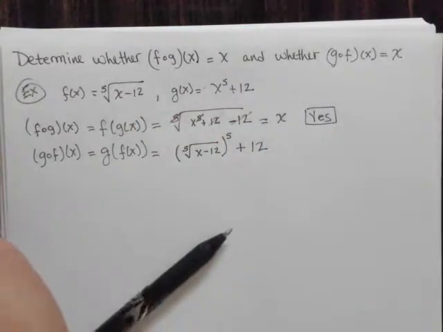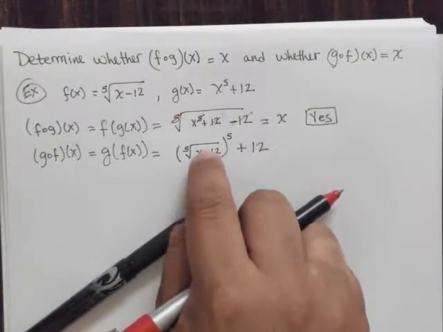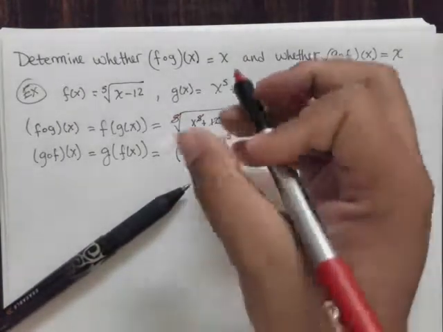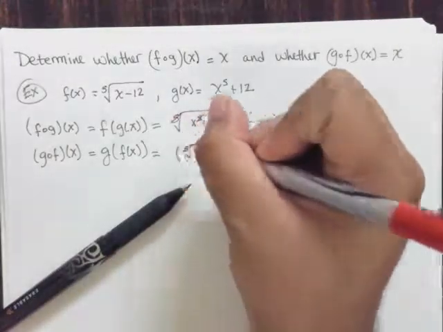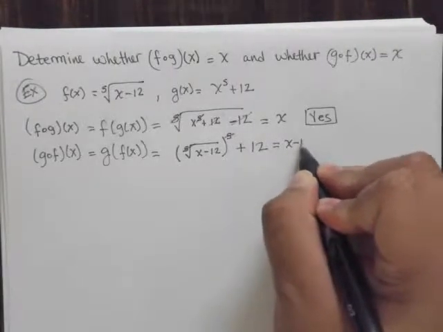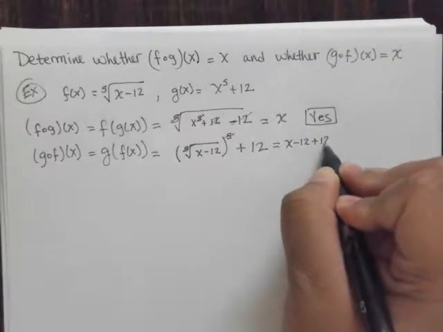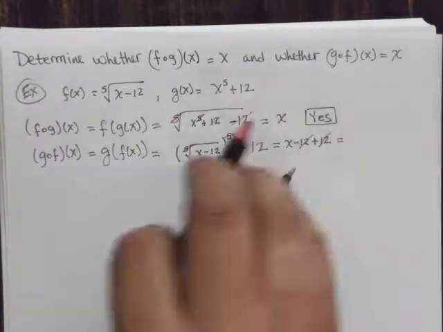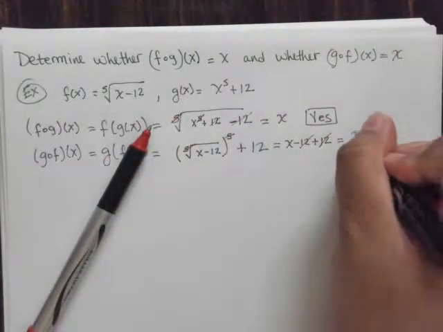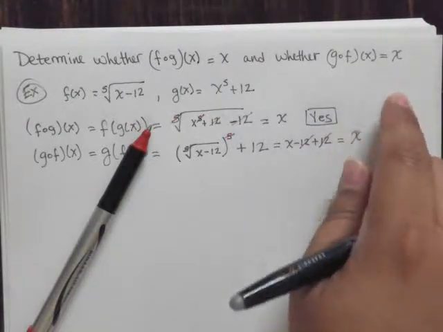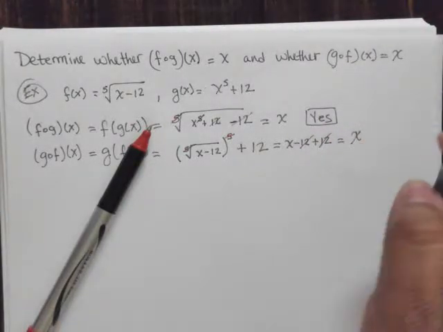When you raise a power to a power, you multiply. This is the x minus 12 to the 1/5 power, raised to the fifth power, and you're left with, again, 1. So we end up with x minus 12 plus 12, and again, the 12s cancel out, leaving us with x. So the question again was, does g of f of x equal x? And the answer, of course, here is yes, it is.